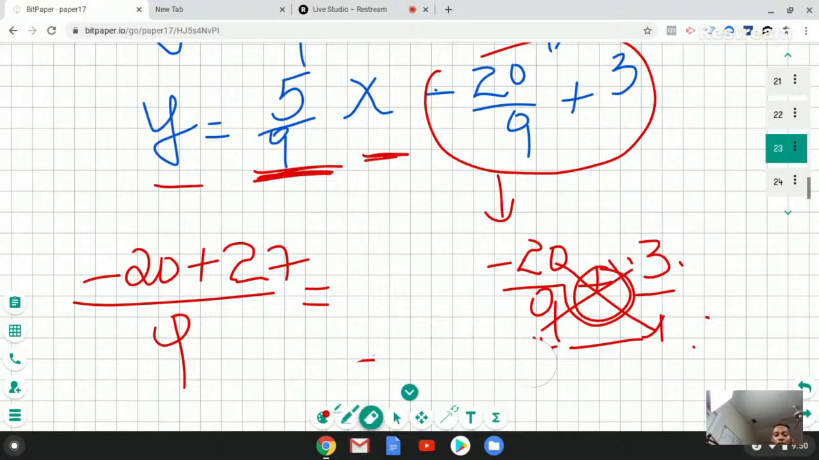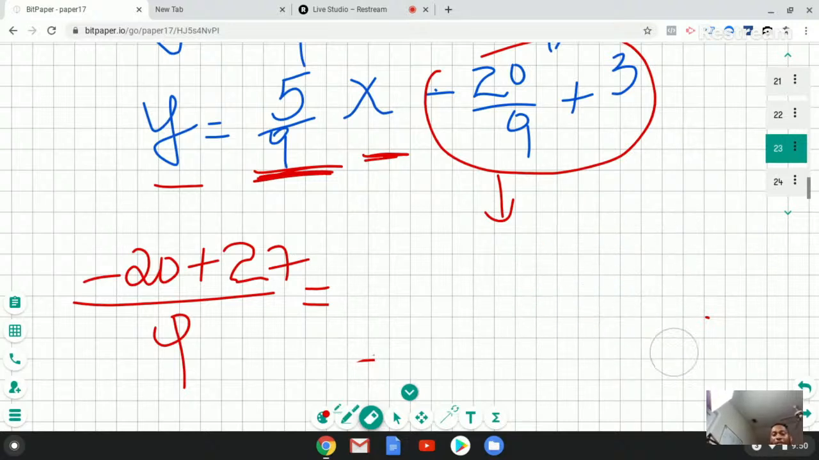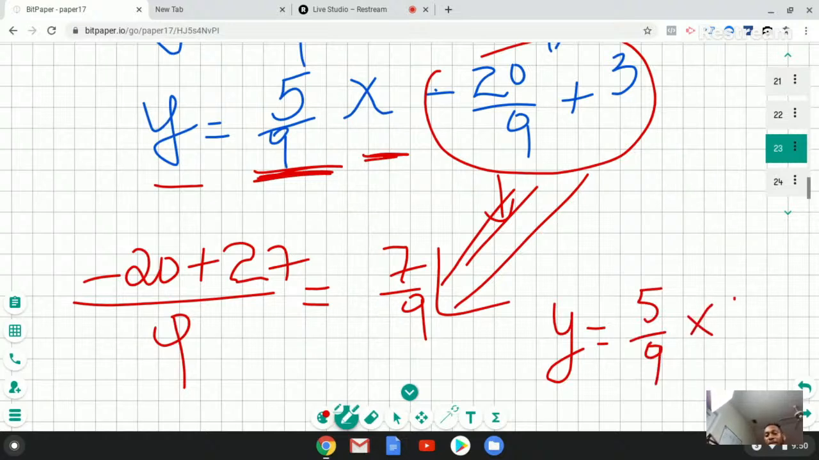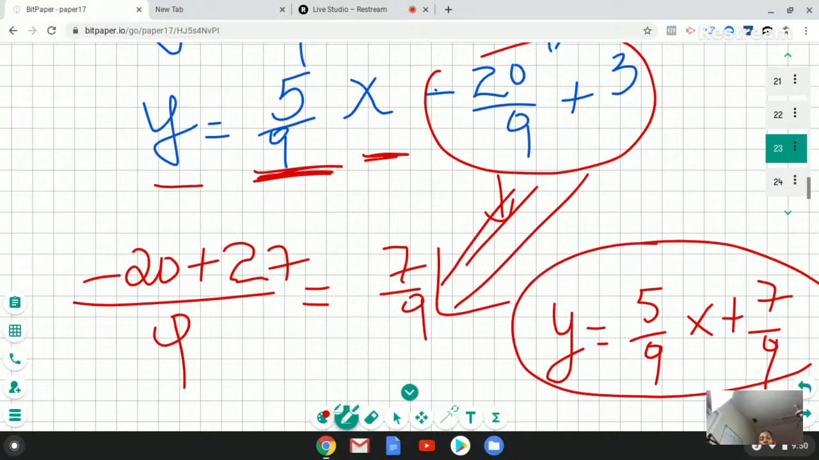Equals to, and if I had picked better numbers, it would have been easier for you guys. It's equals to 7 over 9, right? So the equation of the line, so this whole thing gives me 7 over 9. The equation of the line that I was looking for is y is equal to 5 over 9 x plus 7 over 9.